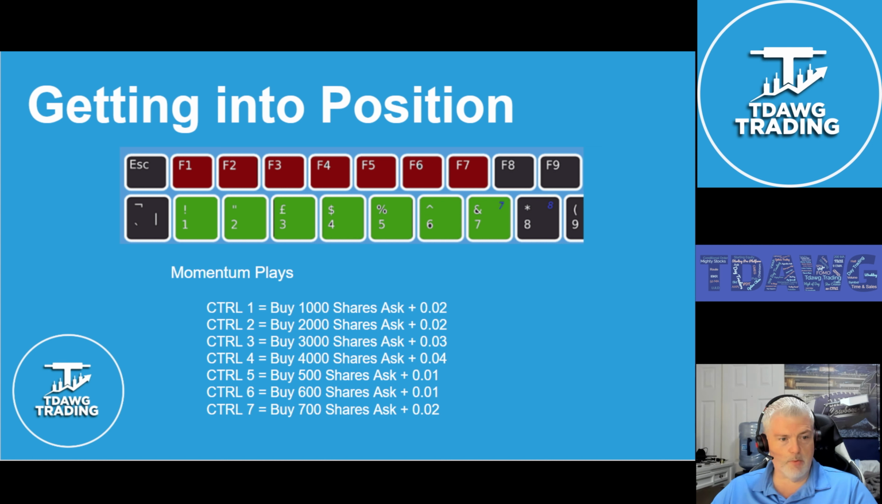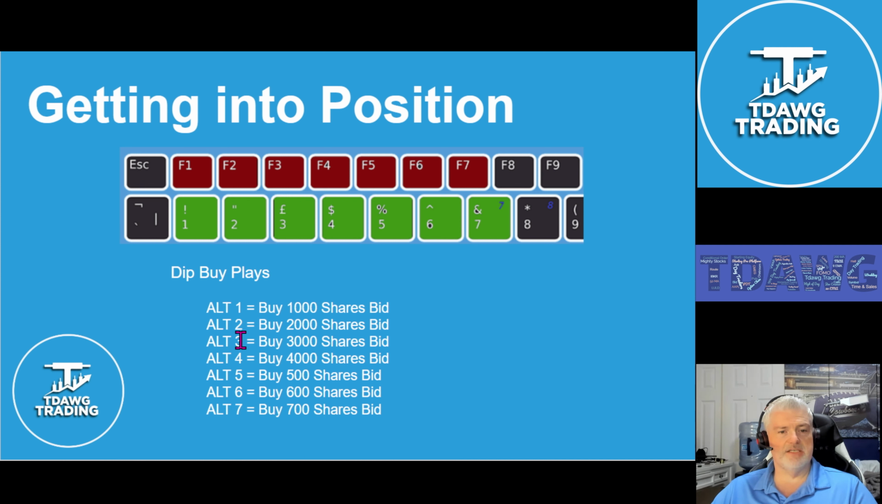So that's the momentum plays. Now, I also have dip buy plays. Instead of using Control, I use Alt, and I buy 1,000 shares, 2,000 shares, but instead of being on the ask plus, these are for the bid. This is for when the price is dropping and I'm trying to catch the bottom, coming down, ready to bounce up. So I use the Alt keys to support dips.